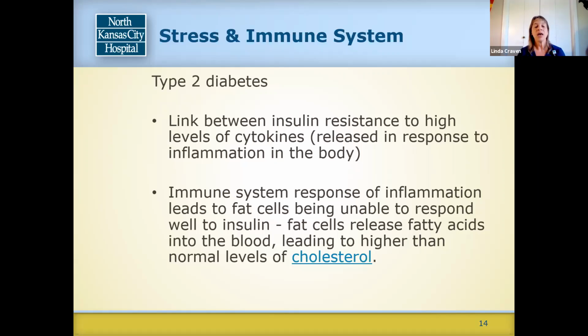association there. The immune system response of inflammation, actually, to make that next bullet point there easy, basically when our immune system is triggered, it leads to fatty acids being released into the blood, and it elevates our cholesterol. And cholesterol we want to watch when we have diabetes, because together the two increase your risk for heart disease, heart attacks, and strokes.